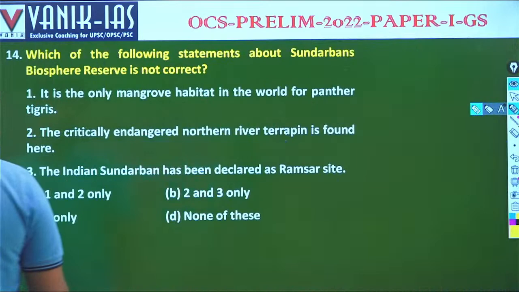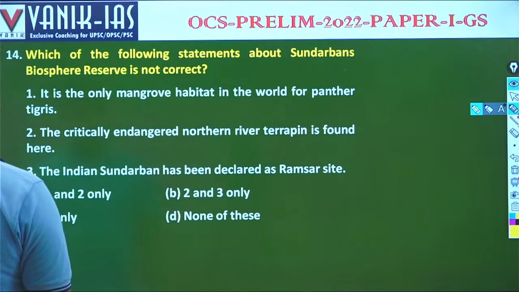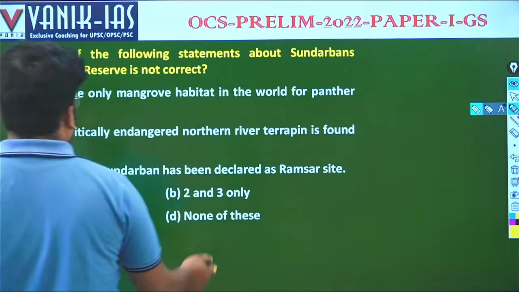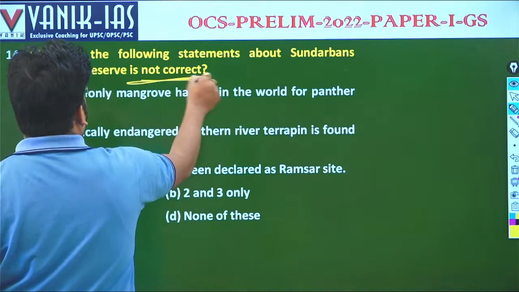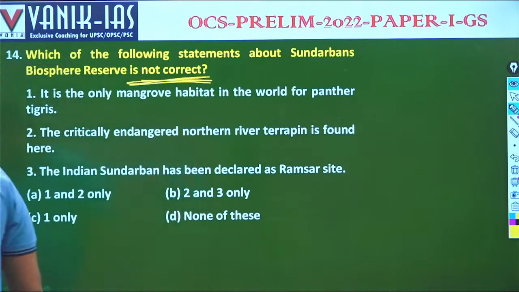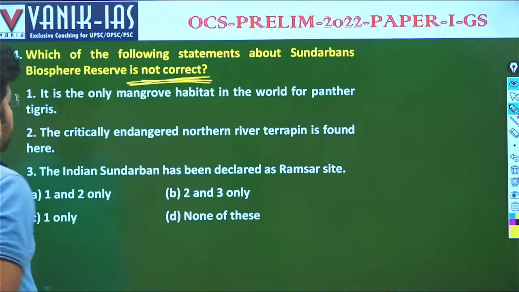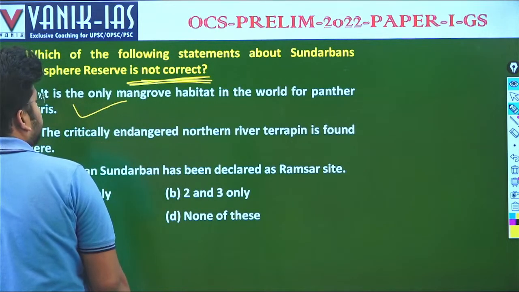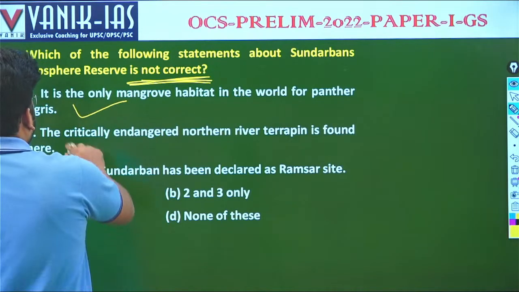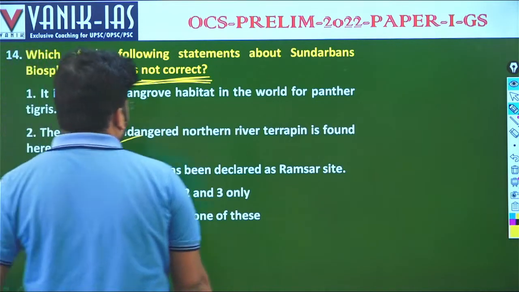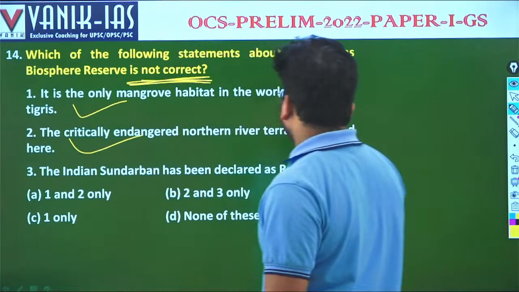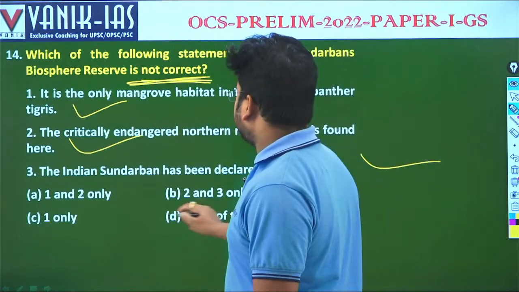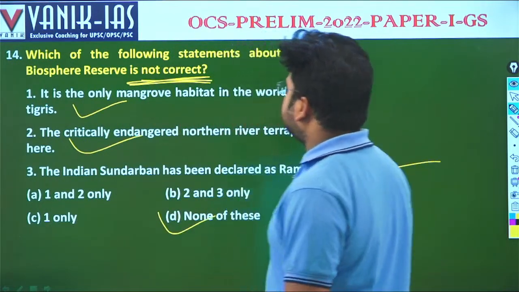Next, which of the following statements about Sundarban Biosphere Reserve is not correct? The question is, which of the following is not correct? Remember, it is a mangrove habitat with Panthera tigris. Yeah, this is right. It is correct. The critically endangered northern river terrapin is found here. Yes, it is also correct. The Indian Sundarban has been declared a Ramsar site. Yes, it is also correct. So none of these is not correct.